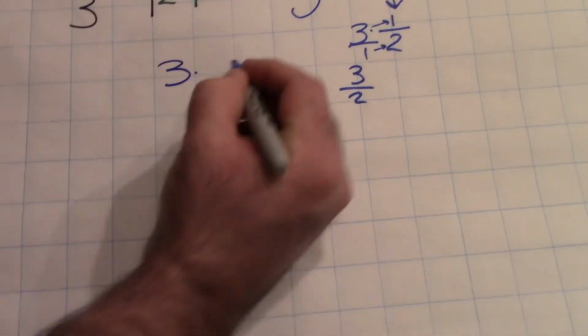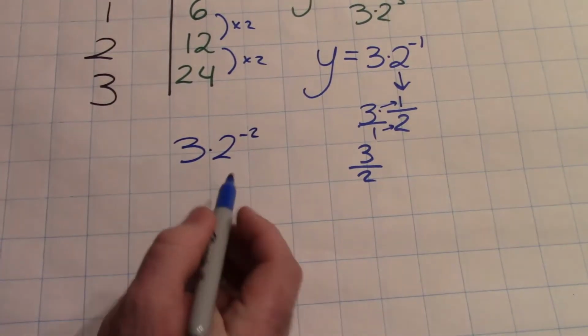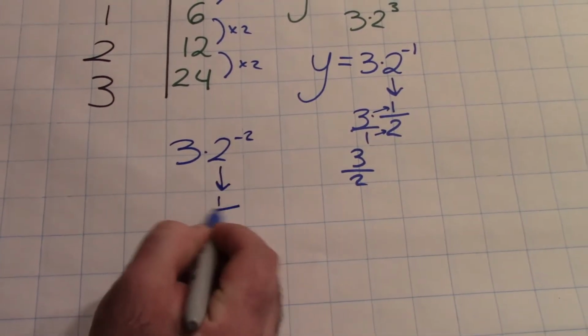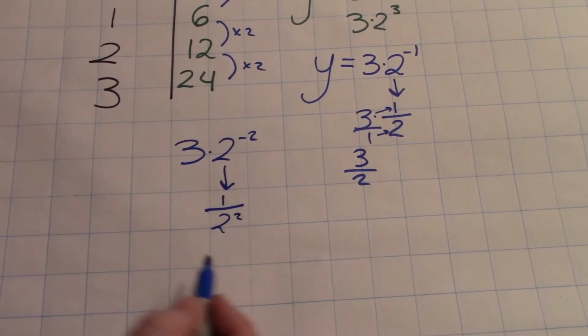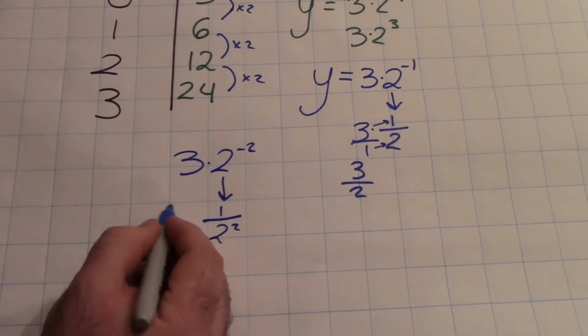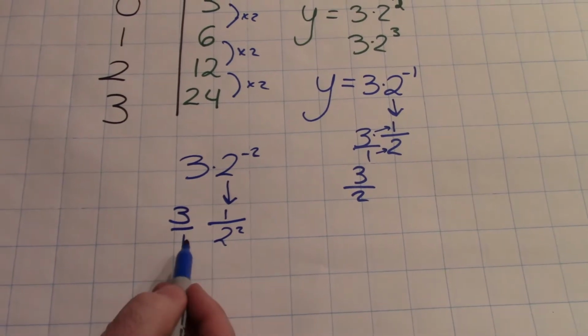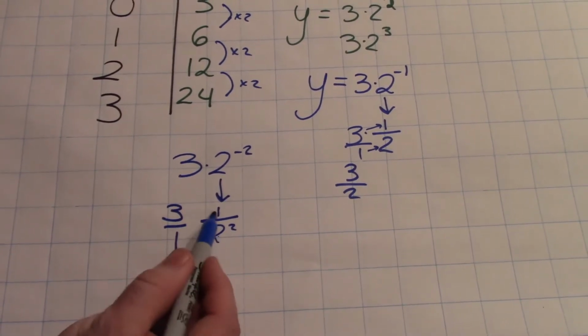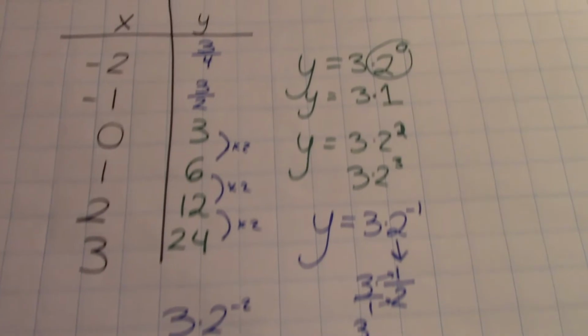Remember, it's 3 times 2 to the negative 2 power, which is the same as 1 over 2 to the second power, or 1 over 4. So I have 3 over 1 times 1 over 4, that's 3 over 4.